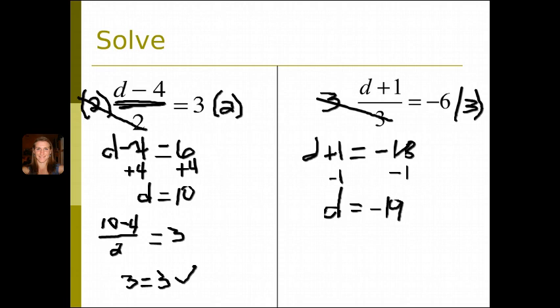Check your work. Negative 19 plus 1 divided by 3. Negative 19 plus 1 gives you negative 18. Negative 18 divided by 3 gives you negative 6, which does equal negative 6. And your work checks out.